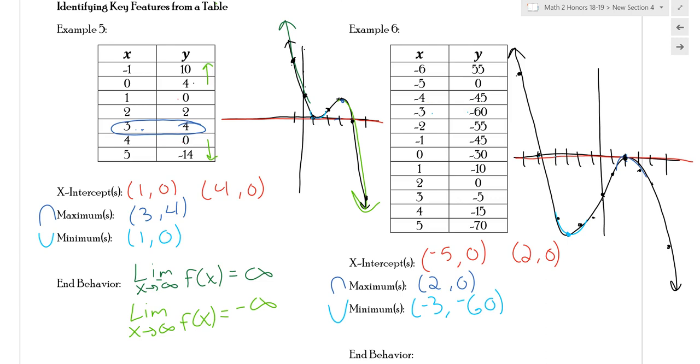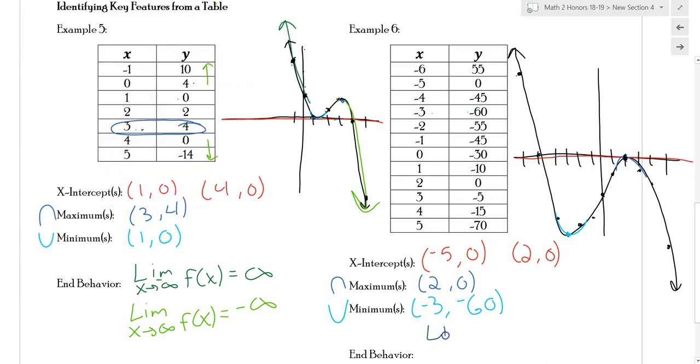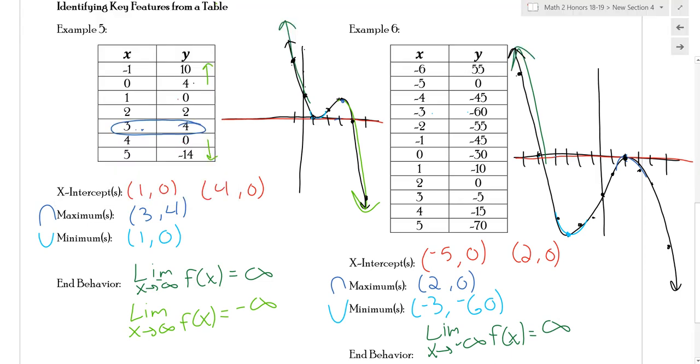Then our end behavior. As x approaches negative infinity of f of x equals, the left side's going up. Then we have to do our other side for our end behavior. Right side's going down, negative infinity.